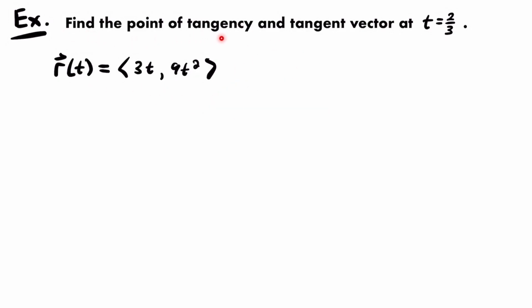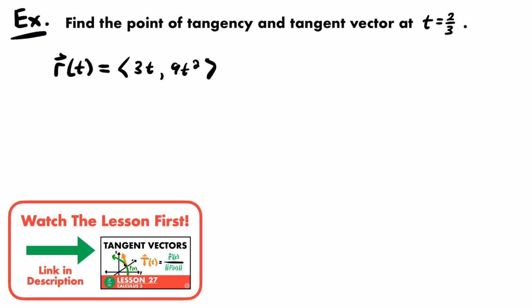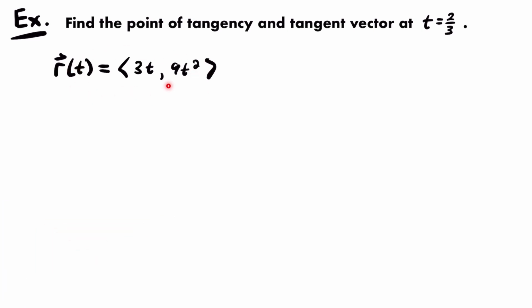We want to find the point of tangency and tangent vector at t equals 2/3 for this vector function. Our vector function is r of t equals the vector with components 3t and 9t squared. The first thing that's important to realize is that we are working with a two-dimensional vector function. This vector function will represent a plane curve, not a space curve. We'll look at space curves in other examples in this video, but to start, we're going to keep things simple with a 2D vector function.